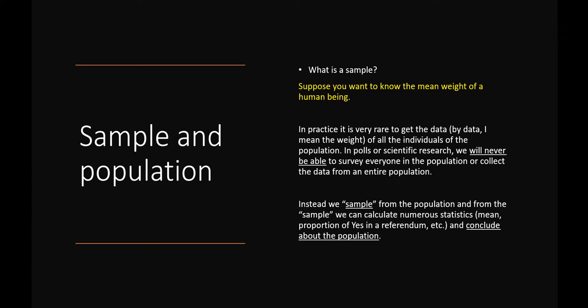In polls or scientific research, you are never able to survey everyone in the population or collect the data from an entire population. Instead, we sample from the population, and from the sample we can calculate numerous statistics such as the mean, the proportion of yes in a referendum, and conclude about the population. For example, in political polls, we would take a sample of 1,000 people and not the entire population of a country, okay?